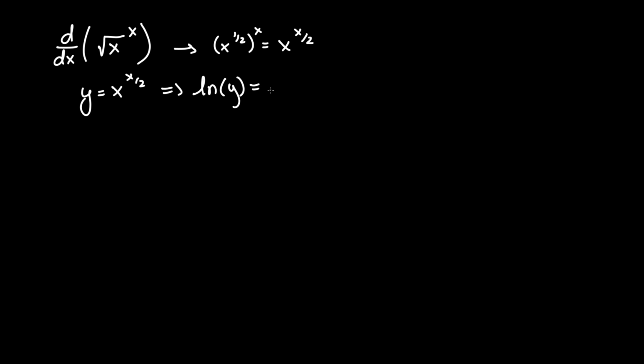So ln y would then be equal to ln of this whole term. And the logarithm property states that whatever is in the exponent here can be brought over to the coefficient. So this means that ln y equals now x over 2 ln of x. We got rid of this exponent and brought it over.